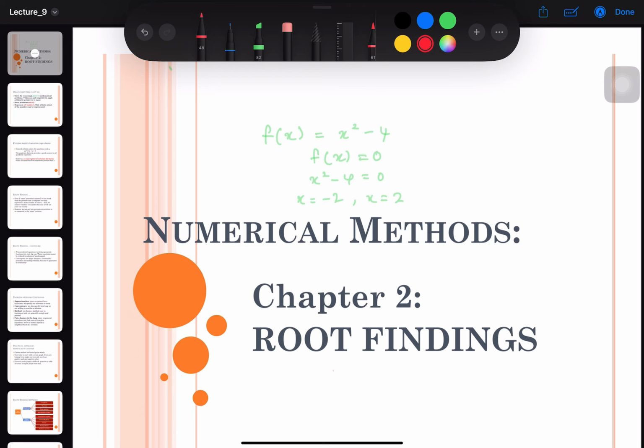Okay. Why we call it root findings? When you substitute back the x into the function, your answer will be 0. Okay, that is actually root findings.